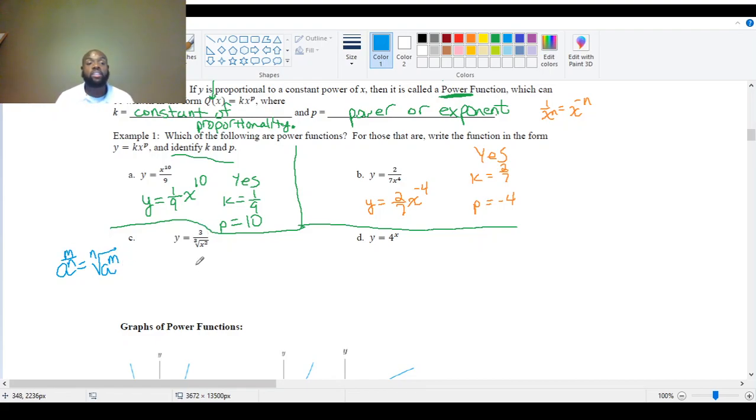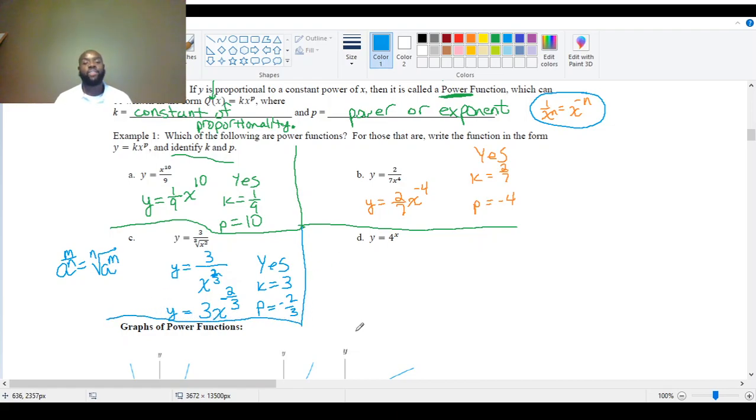And so what we can do here to see whether this is a power function or not is rewrite it as a fractional exponent. That's a 2 as my numerator and a 3 as my denominator if I change it to a fractional exponent. So that's x to the 2/3 power. Well, that's in the denominator, so I could take it out of the denominator and negate that exponent. And again, that was using this rule here. And so yes, this is a power function because k, my constant of proportionality, is 3, and p is negative 2/3. So that's a power function.